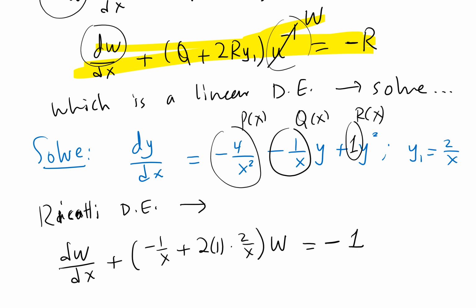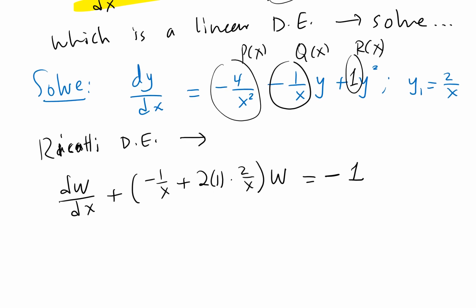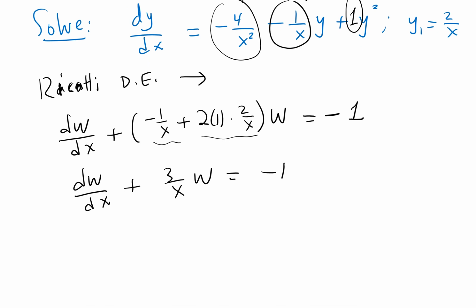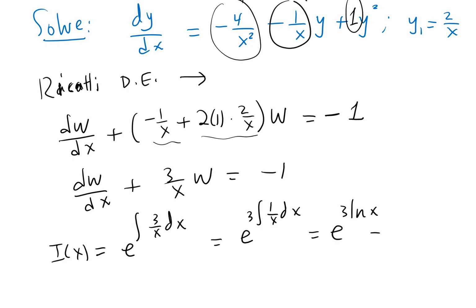Everything looks good. So dw/dx, this is 4 over x minus 1 over x, 3 over x. W is negative 1. This is a linear differential equation. We use the integrating factor I(x) equals e to the integral of p(x) dx, like so: e to the 3 integral of 1 over x dx, e to the 3 natural log of x, move the 3 up, and e to the ln of anything is the thing itself.